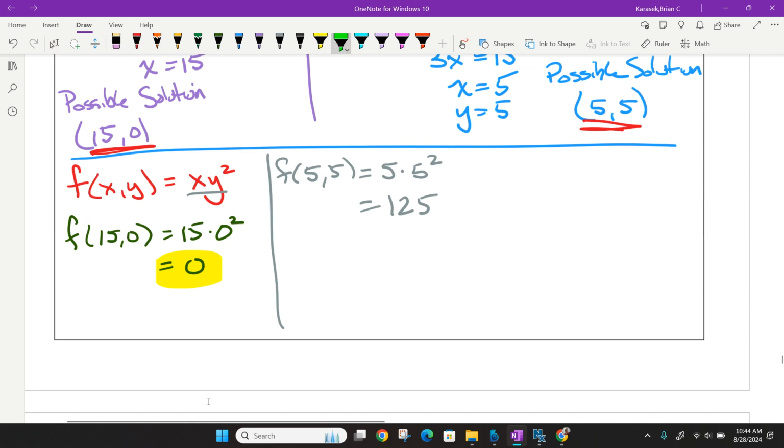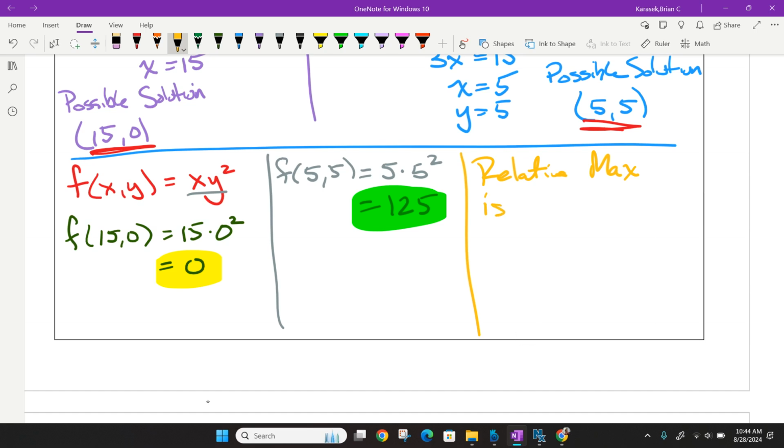Now, when I compare these two, I'm looking for the maximum, and it's pretty obvious at this point that 125 is way bigger than 0. So our relative max is at the point (5, 5) with a max value. Remember, the max value is the functional value of 125.